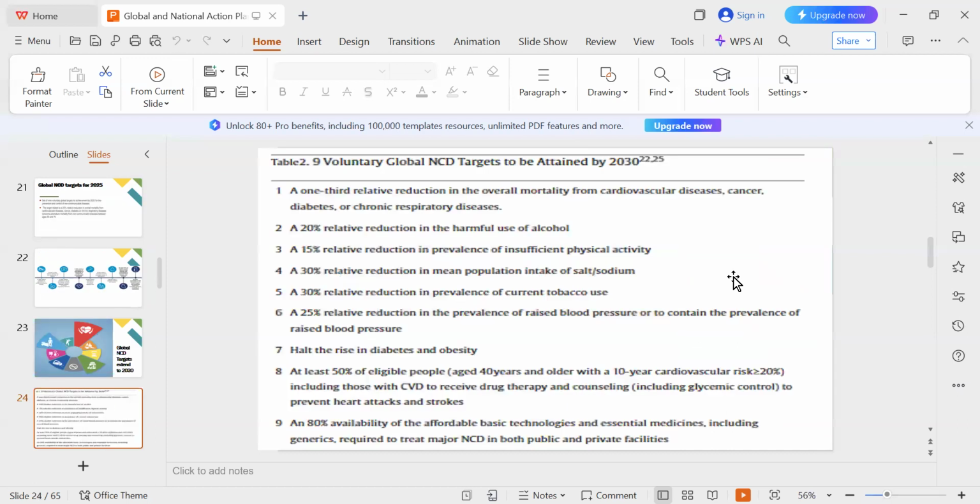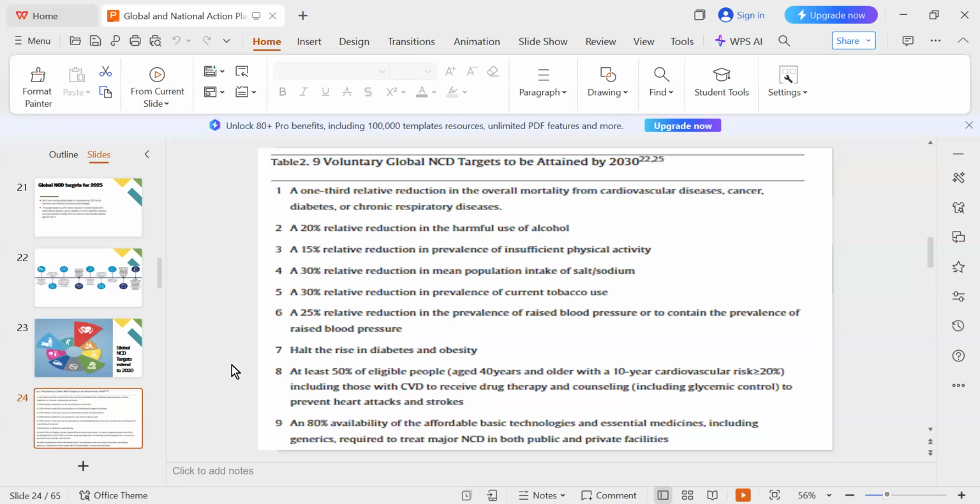The 2030 version includes a one-third relative reduction in the overall mortality from cardiovascular disease, cancer, diabetes, or chronic respiratory diseases. A 20% relative reduction in the harmful use of alcohol. A 15% relative reduction, in place of the earlier 10% reduction, in prevalence of insufficient physical activity. A 30% relative reduction in mean population intake of salt or sodium, a 30% relative reduction in prevalence of current tobacco use, a 25% relative reduction in the prevalence of raised blood pressure or to contain the prevalence of raised blood pressure, halt in the rise of diabetes and obesity.